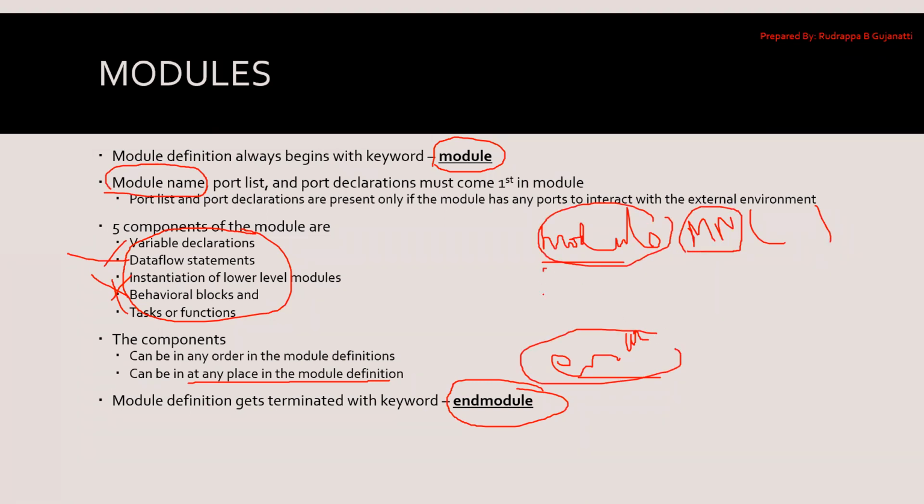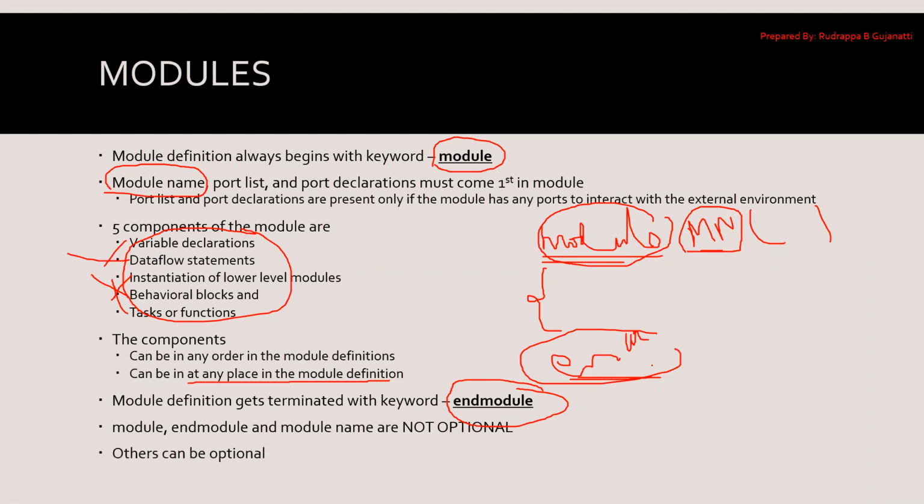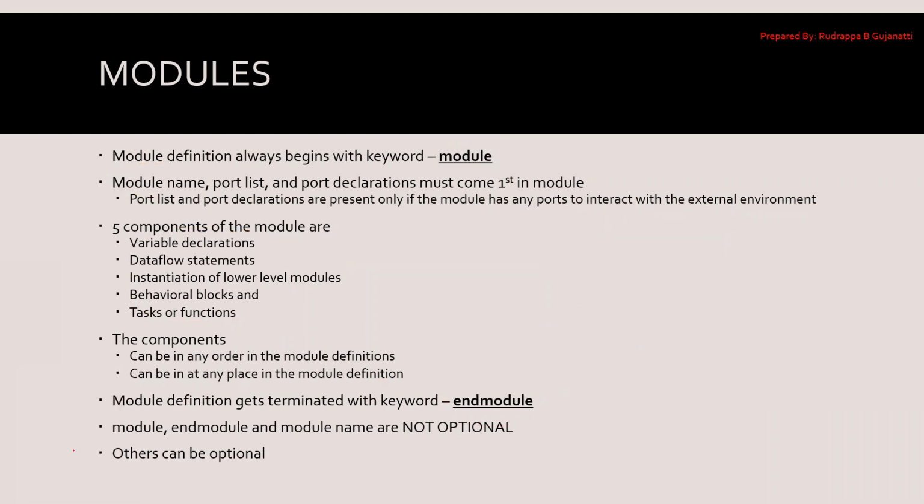Even if it is blank within, it is okay. So you have a module, module name, and endmodule. These are the elements which are required. I cannot skip them. They are compulsory and a must. Others can be optional. If you want declarations, you can have declarations. If you don't want them, you can avoid them. It can be totally empty. Later, if you want to use it, you can use it. All these possibilities are present.